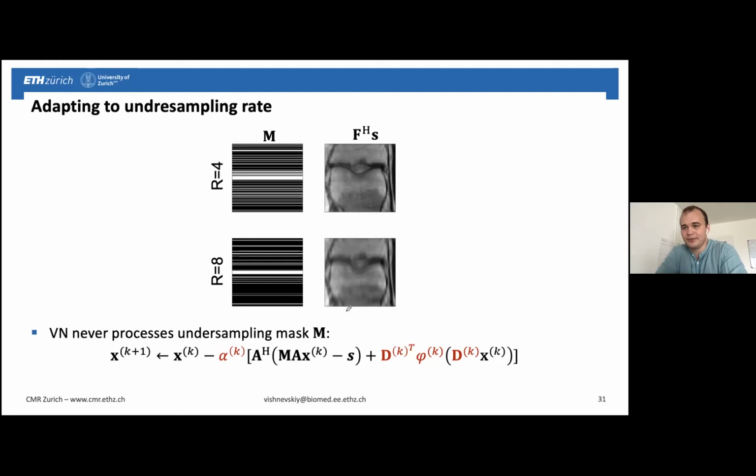In our acquisition scenario, because the heart rate is not exactly periodic, the undersampling mask and the acceleration rate can vary from scan to scan. And then of course, we would assume that if we have all the acquired data, then we need less regularization than if we have very few of the acquired samples. So how to make one network operate accurately enough on a range of undersampling rates?